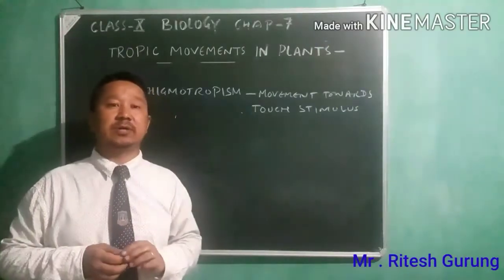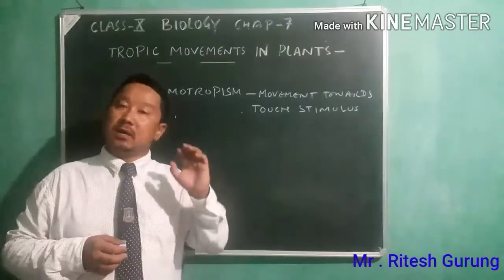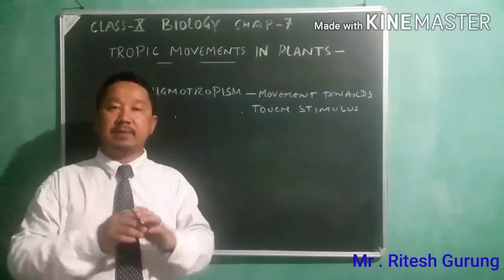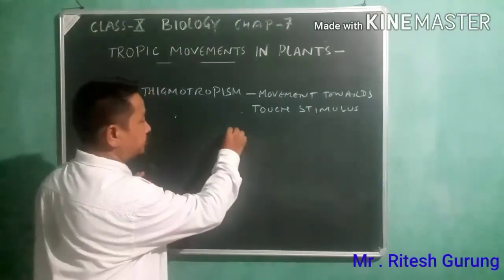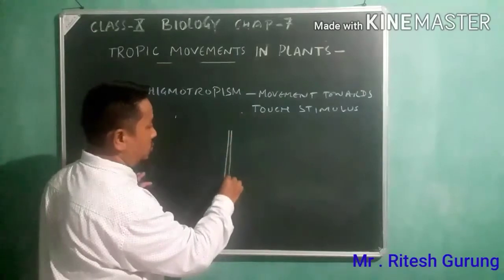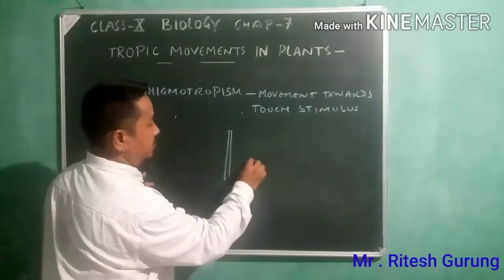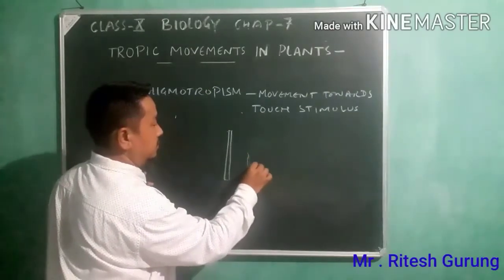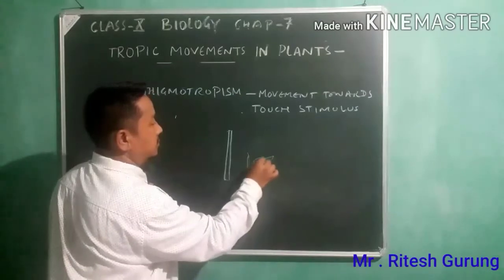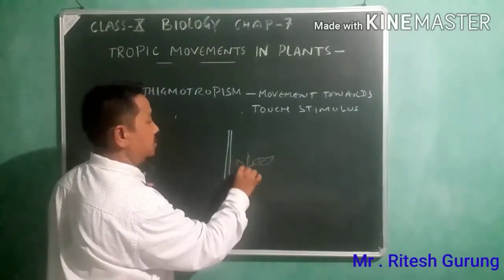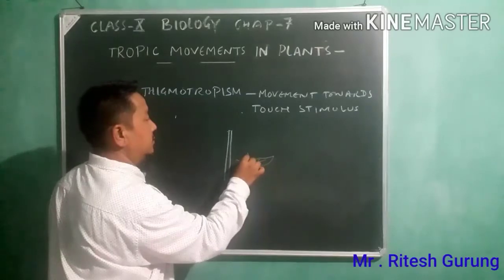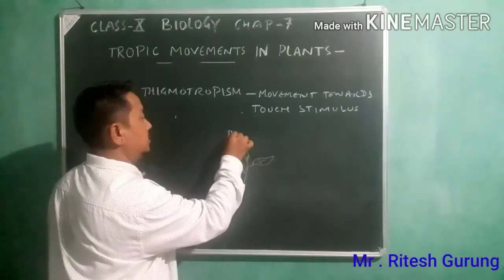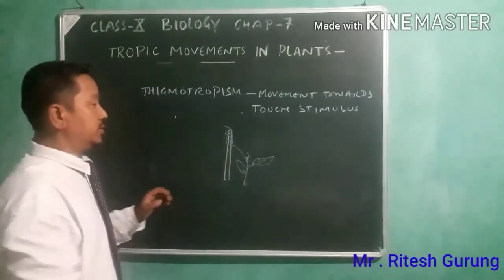There are many plants, like sweet peas, cuscuta, and vines, that have tendrils. Suppose this is the support, and here we see the plants growing like this, with the tendrils going around like this, going around the support.